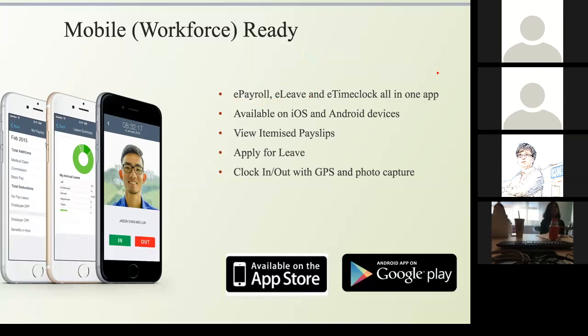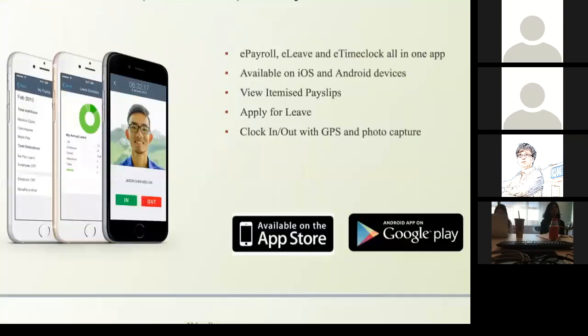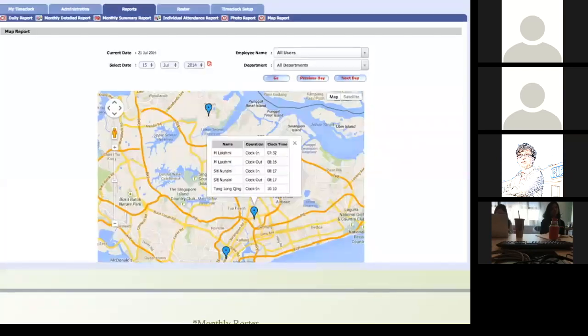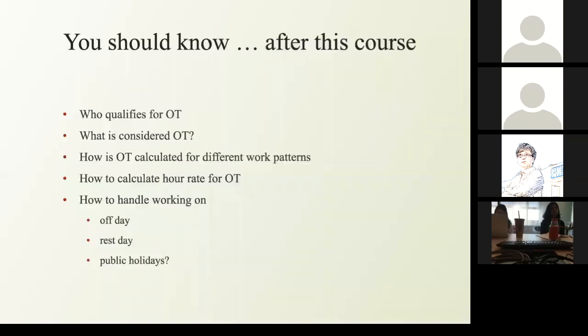Of course we also have the GPS. A lot of companies like this feature because fingerprint cannot produce GPS, but we know this guy is clocking in from Bishan, from Toa Payoh, from which office, from site, from home. These are features that a typical system cannot have. Because of the GPS, we are able to see who clocked in where through our map report. I'll log into our system later on to explain all the setup and why we need those setups.